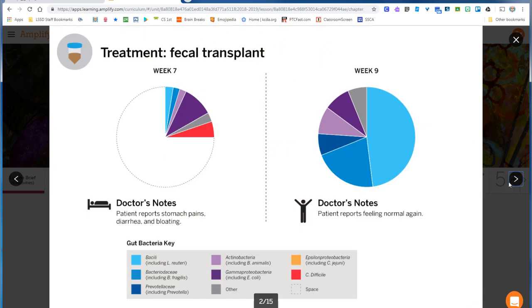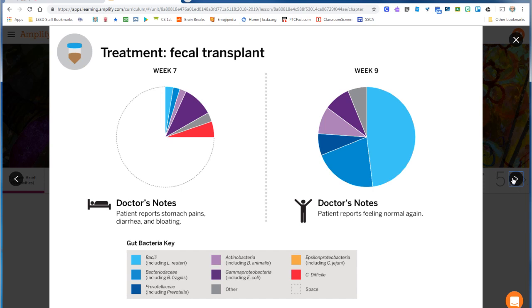Then we're going to take a look at transplants from week 7 and 9, and get a chance to discuss there with your partner, noticing that there was a treatment that was given between week 7 and 9. So we're seeing a difference in the patient based on the procedure that was given.